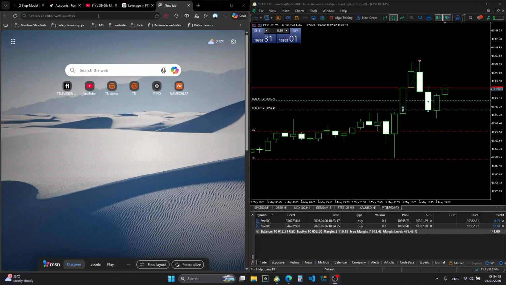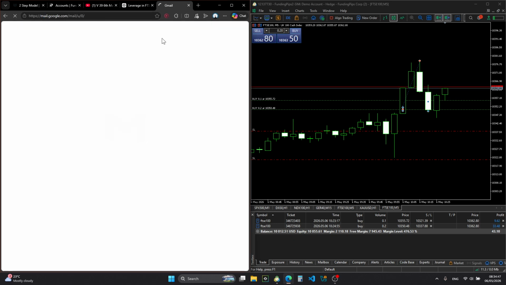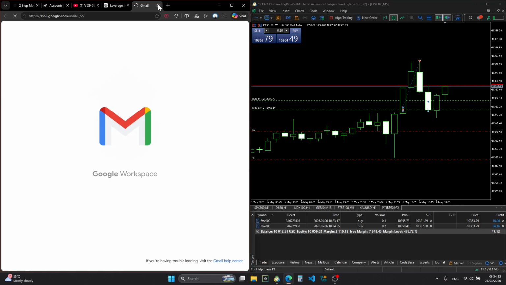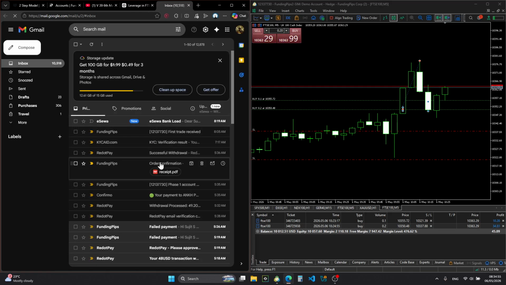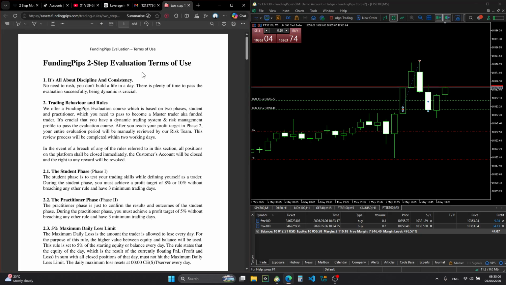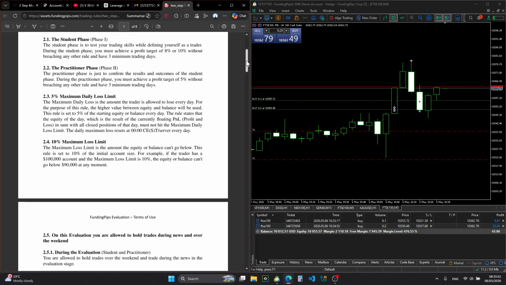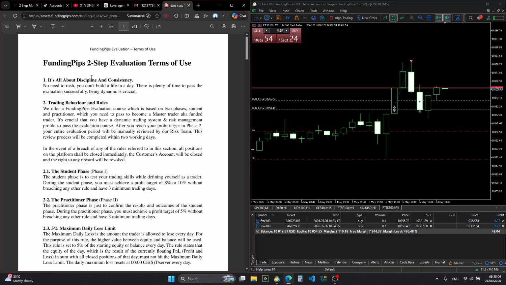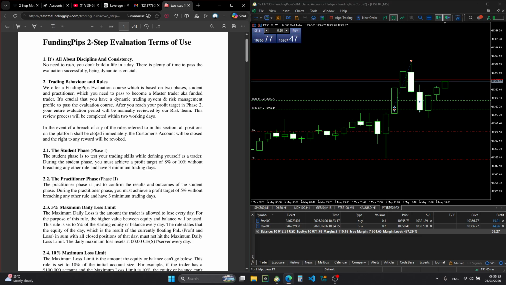So I just got a message from Funding Pips giving me advice on what the rules and objectives are. So let's go through the rules. It's a two-step evaluation. In terms of rules: discipline, consistency, trading behavior, and the profit target.